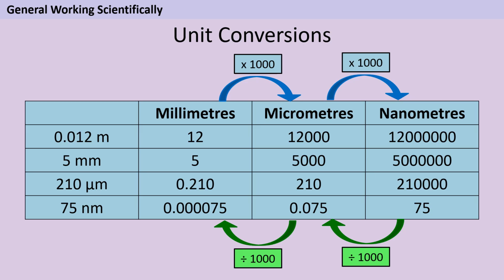The only exception is when you're thinking about centimetres, because centimetres aren't a proper scientific unit. But you should still know that there are 100 centimetres in a metre, and that is the only one of these conversions where you're not multiplying or dividing by 1,000.